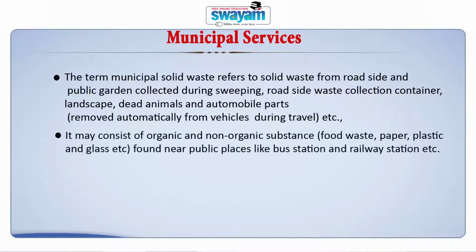Now, if you look into the constituents, they will be organic and inorganic substances. Organic examples are food waste, paper, plastic, glass, etc. And inorganic will be mostly the dust, debris, silt or sand materials that are generated during street sweepings. Also, the waste that is generated from public places like bus stands, railway stations and airports all come under this municipal service waste.